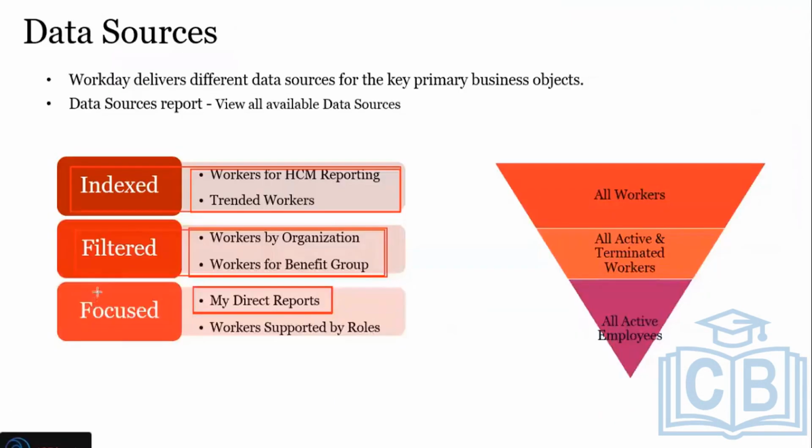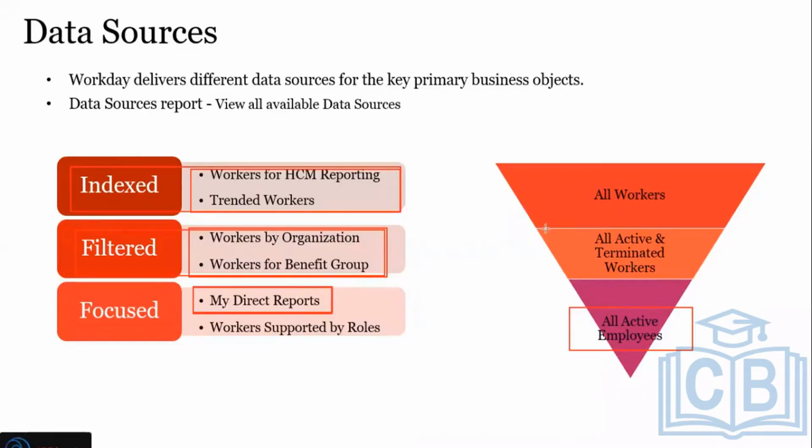All these are called focused data sources. Again, keep in mind what data you need, for which users you are developing your report. Point number 2, when you're selecting a data source, select the data source that gives you the minimum number of records that covers all the records that you need. For example, let's say you only want details of active employees. You can select this data source, all active employees, which will only give you details of employees who are active.